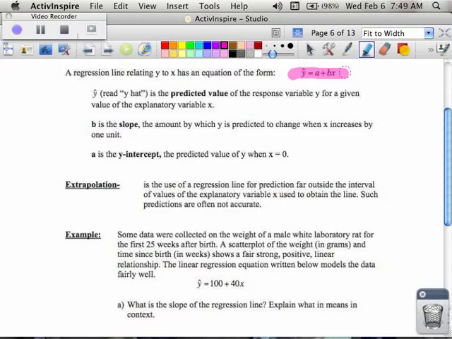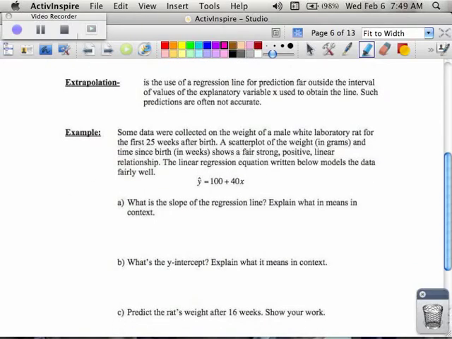Extrapolation is something that we do a lot in statistics. It's the use of a regression line to predict way outside an interval some kind of response variable that's going to occur based on our explanatory variable. Now, it's great for oftentimes short distances, but for farther, maybe it's not so good.